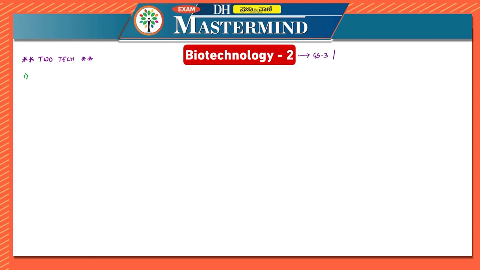The first one was genetic engineering. The second one was bioprocess engineering. Genetic engineering is a technique to alter the genetic material, which is DNA and RNA. In case of bioprocess engineering, it is about maintenance of a sterile ambience in chemical engineering.